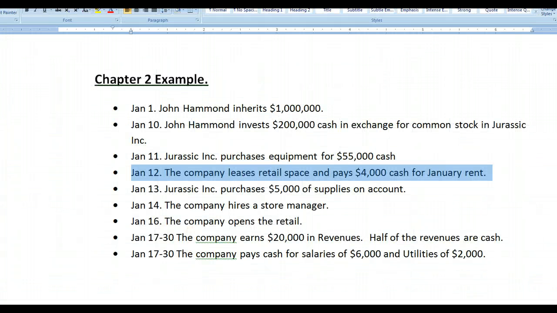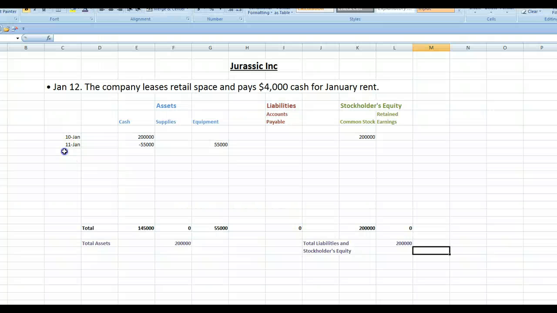Okay, the next transaction is that the company leases retail space and pays $4,000 cash for January rent. Let's see how that would affect our accounting equation. So on 12th of January, we paid $4,000 cash. So you know that our cash went down by $4,000.